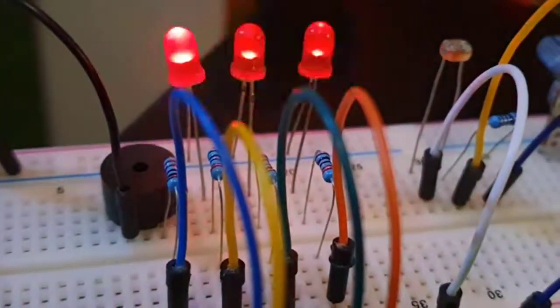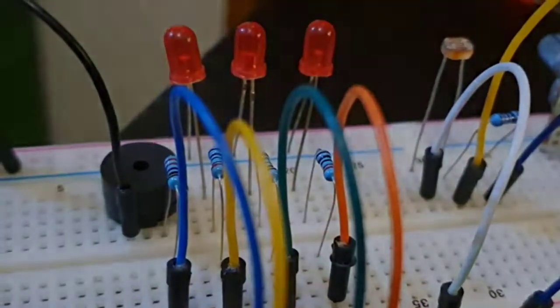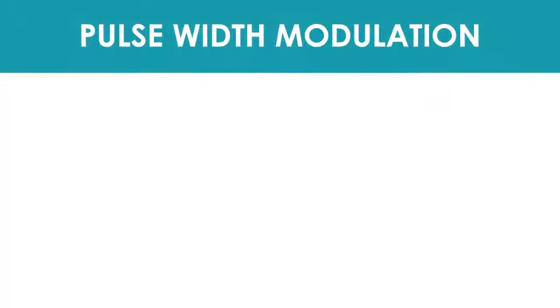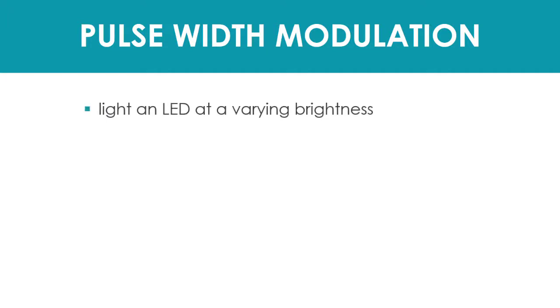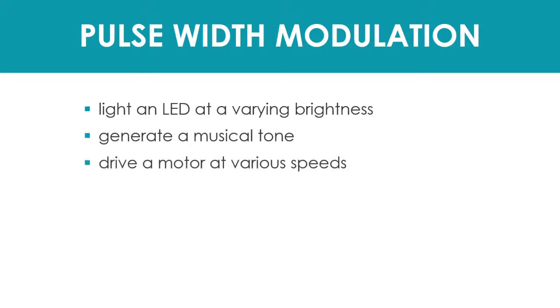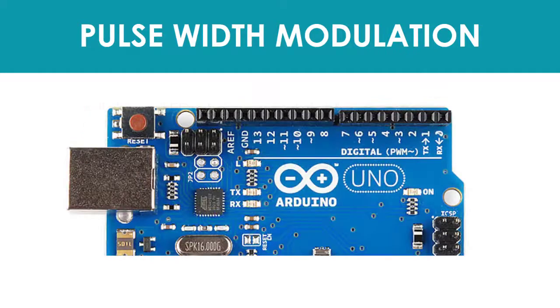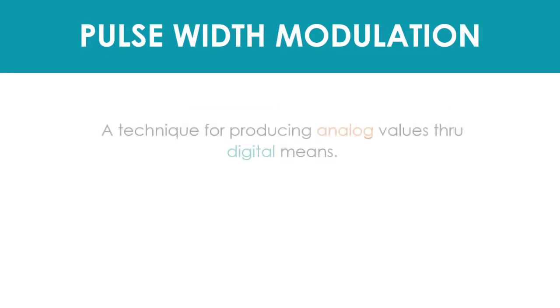So, let's begin. The Arduino Uno can send an analog value, also known as pulse width modulation, to a pin. It can be used to light an LED at a varying brightness, generate a musical tone, or drive a motor at various speeds. In your Arduino Uno, the digital pins 3, 5, 6, 9, 10, and 11 can also be used as PWM pins. So basically, pulse width modulation is simply a technique for producing analog values through digital means.